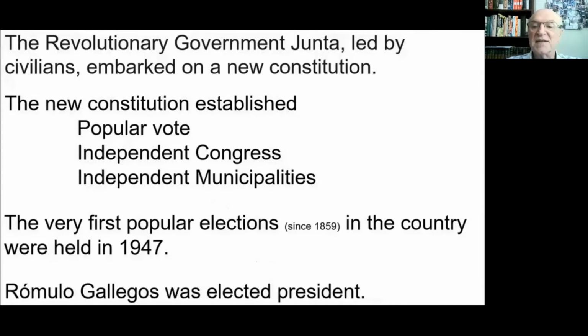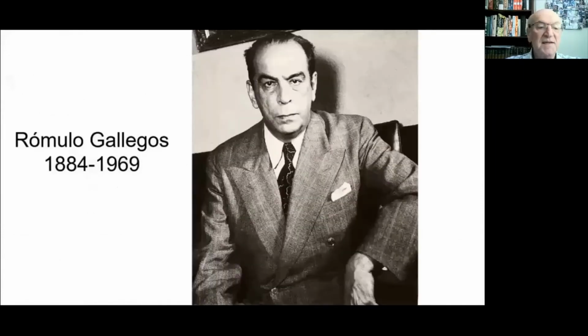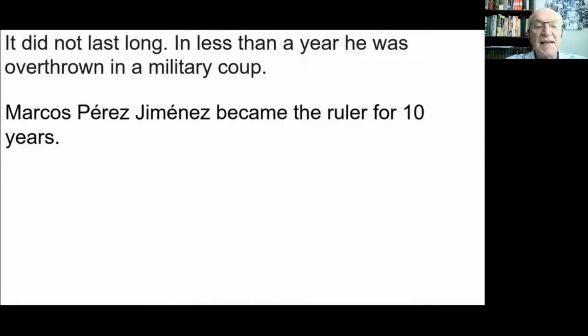Romulo Gallegos was elected president. Romulo Gallegos was a well-known novelist and a politician. He was nominated for the Nobel Prize in Literature in 1960. So finally, democracy. Unfortunately, it didn't last long. In less than a year, he was overthrown by a military coup.